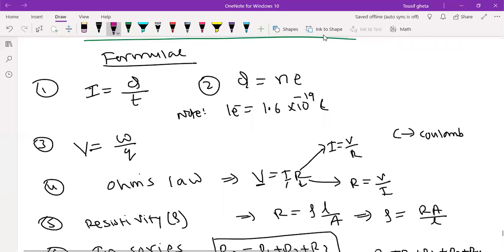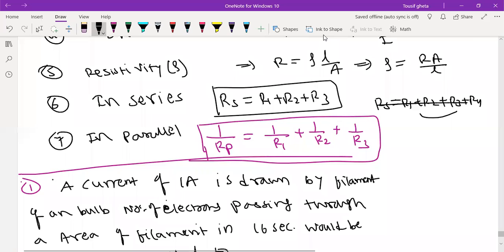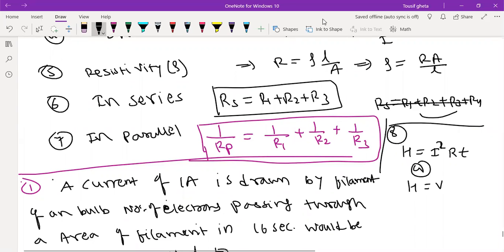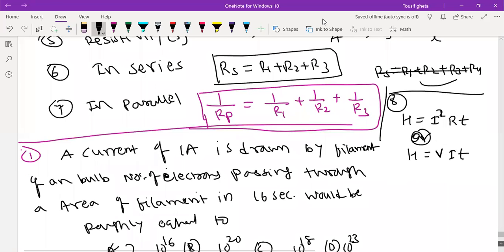Hope you all copied these formulas. I is equal to Q by T. One more formula you add, the heating effect formula, H is equal to I square RT. Even you can write H is equal to VIT, V for potential difference. Okay, this is the 8th formula, Joule's law of heating formula, right?